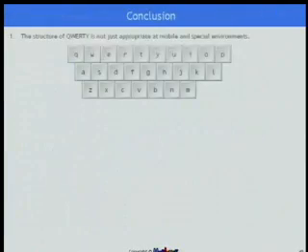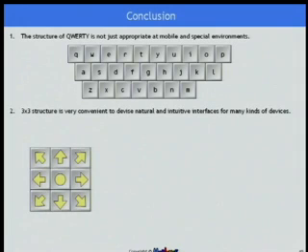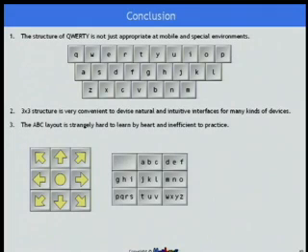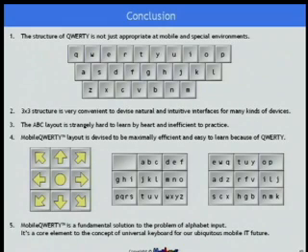Okay, after the conclusion, let me show some small demonstrations. Okay, this is actually a small conclusion. The structure of QWERTY is appropriate in mobile and handicapped environments. And the 3x3 structure is very convenient to devise new, very natural and intuitive interfaces. And the ABC order is strangely hard to memorize. And the MobileQWERTY layout, we divided it to be maximally efficient. The first letters are the most frequently used letters. In that way, this is maximally efficient, and because of the QWERTY, it's very easy to memorize.